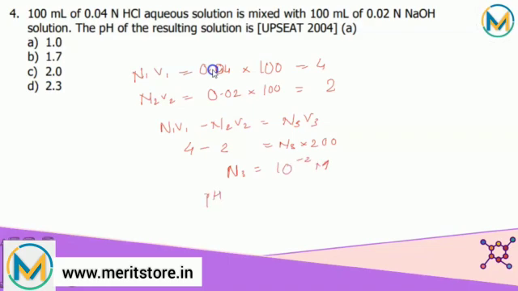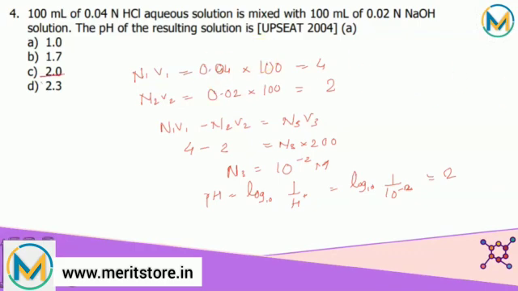Now pH is equal to log to the base 10 of 1 upon the concentration of hydrogen ions. So that is equal to log to the base 10 of 1 upon 10 raised to minus 2, which is equal to 2. So the correct answer for this question is option C, that is 2.